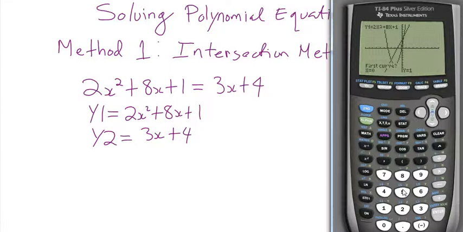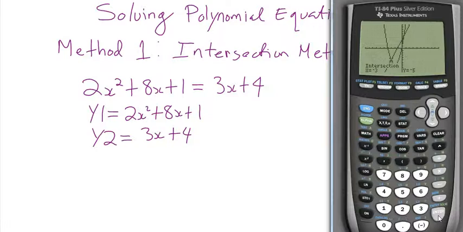To make things a little more efficient, I'm going to trace along the curve until I'm at the intersection that I want to find. Okay, there. I'm pretty close to the intersection. So it's asking for the first curve, and I just hit enter. It jumps to the second curve, and I hit enter because it's on the second curve, and then it asks for a guess. Because I moved to about where they are, I just hit enter again. And it gives me the intersection at -3, -5.